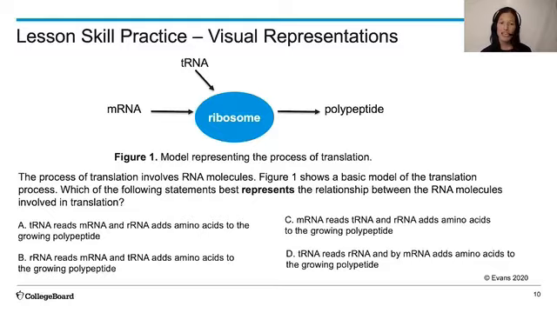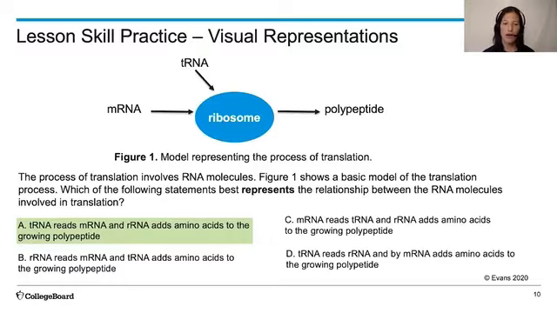So we have a figure. Figure 1 is a model representing the process of translation. And the question is asking us, which of the following statements best represents the relationship between the different RNA molecules involved in translation? So hopefully you chose answer A.